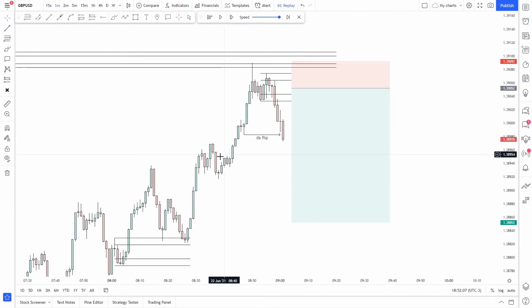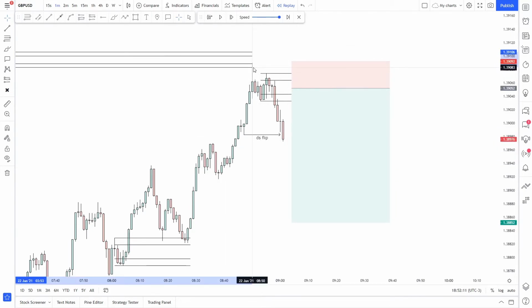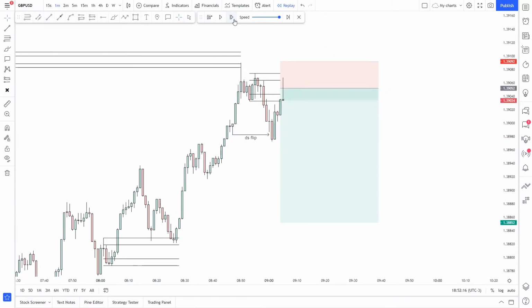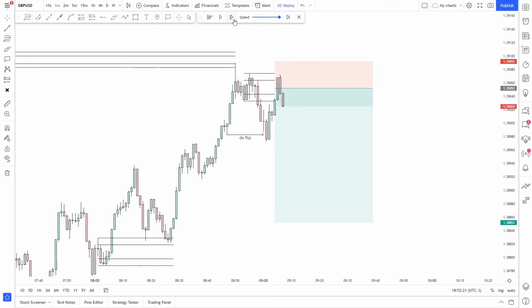Buy side, I could still consider this, but I prefer to see what happens with this major range before we actually start looking or continue to look for buys. Strong push up. Oh, me no likey. Okay.